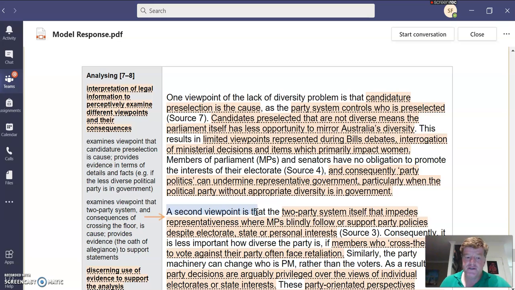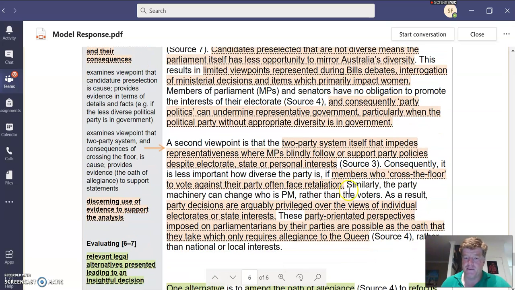So two different viewpoints. One viewpoint is that the problem is because of the way candidates are pre-selected. The second viewpoint is that the two-party system means that there's not any real diversity of thought. Anyway, and talk about members crossing the floor, so voting with the other side and having retaliation and so on.